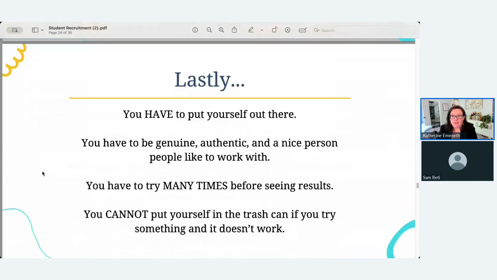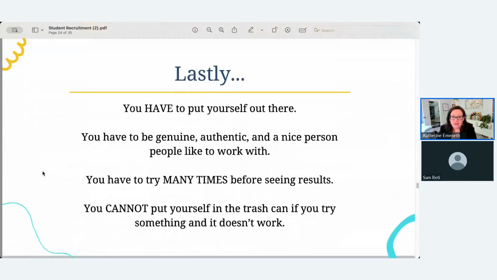And lastly, for student recruiting, you have to put yourself out there. You have to be genuine, authentic, and a nice person that people like to work with. You have to try many times in many different ways before seeing results. And you cannot put yourself in the trash can if you try something and it doesn't work out. If you try something and it doesn't work, that's information you've learned. Don't do that again, or try it differently. So many people will try and fail and then stop.